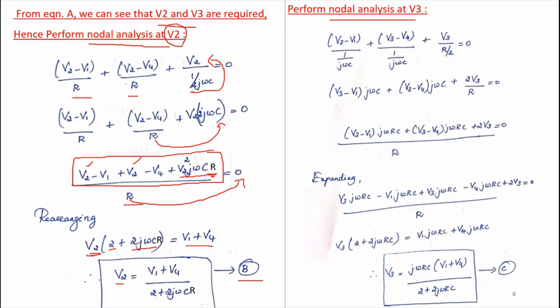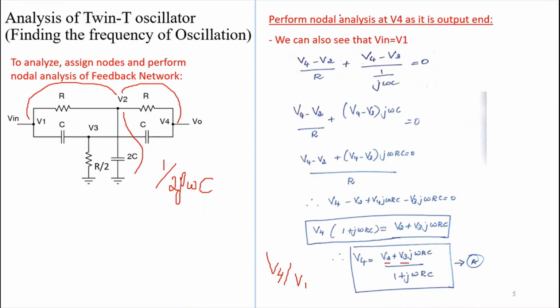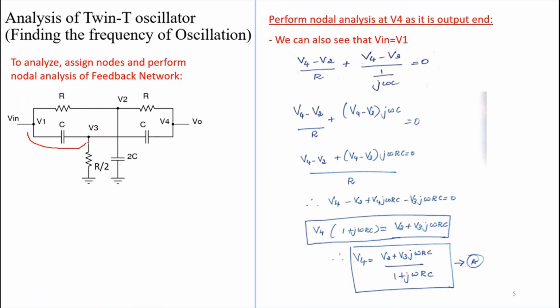The same way we apply nodal analysis for V3. So I'll go back to the circuit again. If you write with reference to V3, the first branch value I can write as V3 minus V1 divided by 1 by j omega c. The next value will be V3 minus V4 divided by 1 by j omega c, and the last term will be V3 minus 0 divided by R by 2.